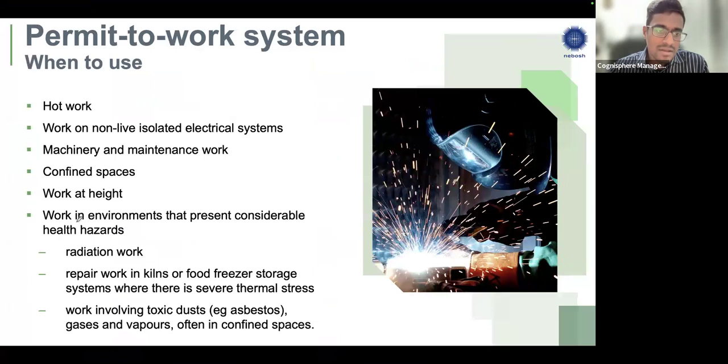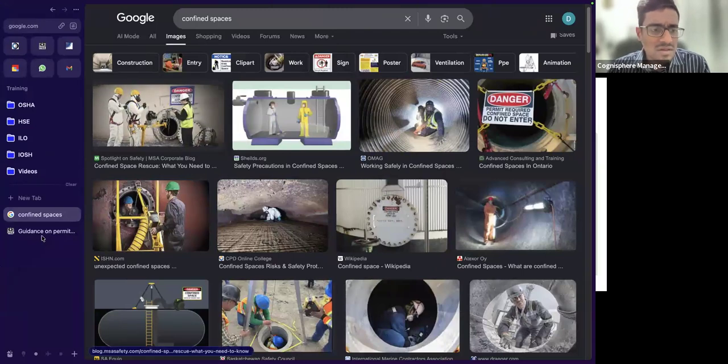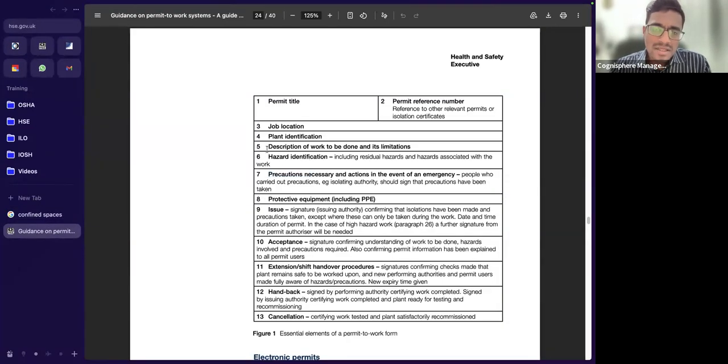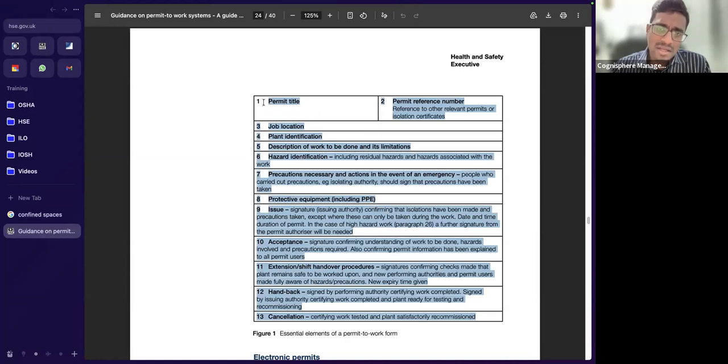And then working at height or in environments that present considerable health hazards. So one thing common to all these activities is that they are all high risk activities. Going back here, now you could clearly see the series of steps or instructions required. But there are limitations with the permit to work system. It is a time consuming process, and it is just a document. A document alone does not ensure safety.